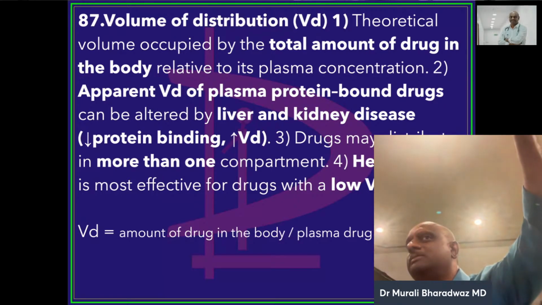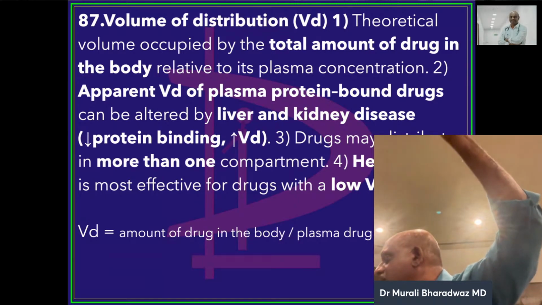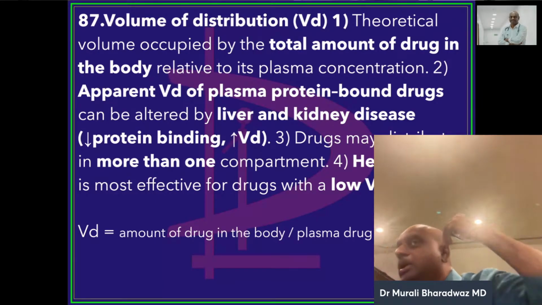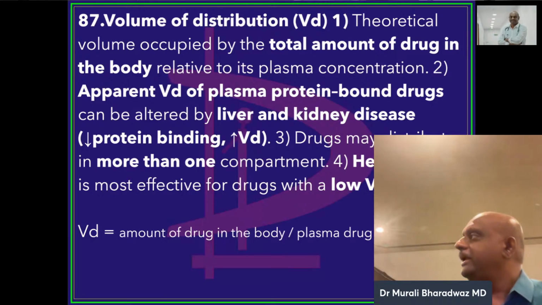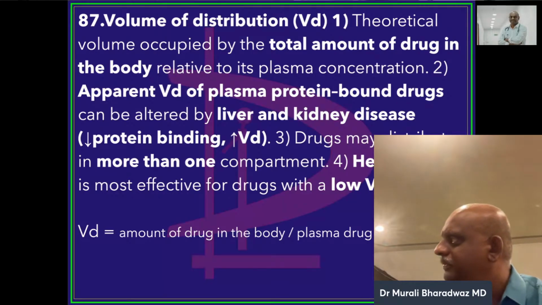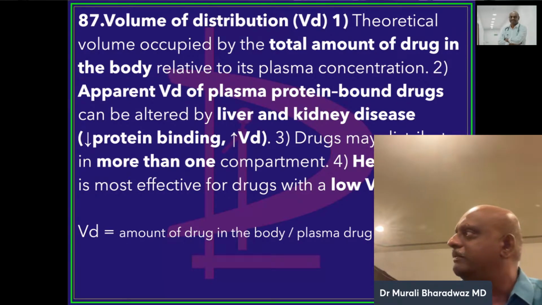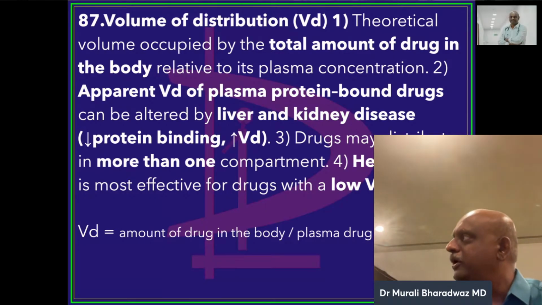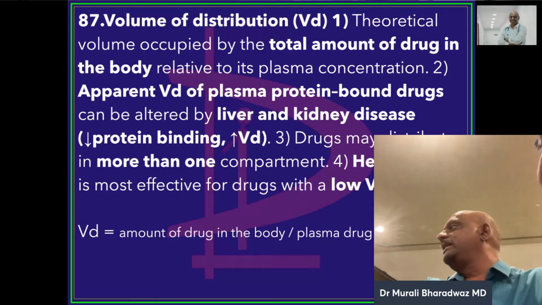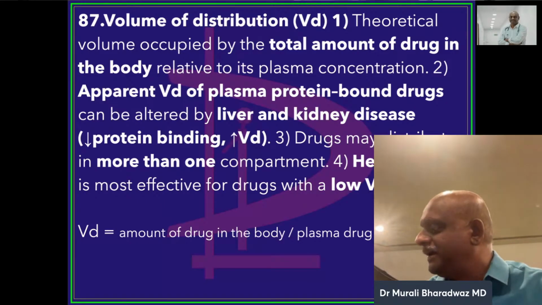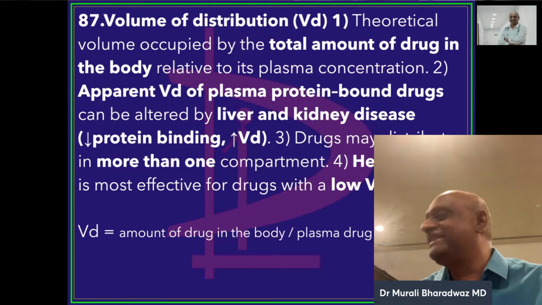That's the reason it will have a low VD. So suppose that protein level is affected by liver disease, where the liver is not producing protein, or it is lost into urine, proteinuria in kidney disease. In both the scenarios, what will happen? The amount of protein available to bind with the drug is low, so it will be left outside, and that will increase the volume of distribution. A very frequently asked question: liver and kidney disease.